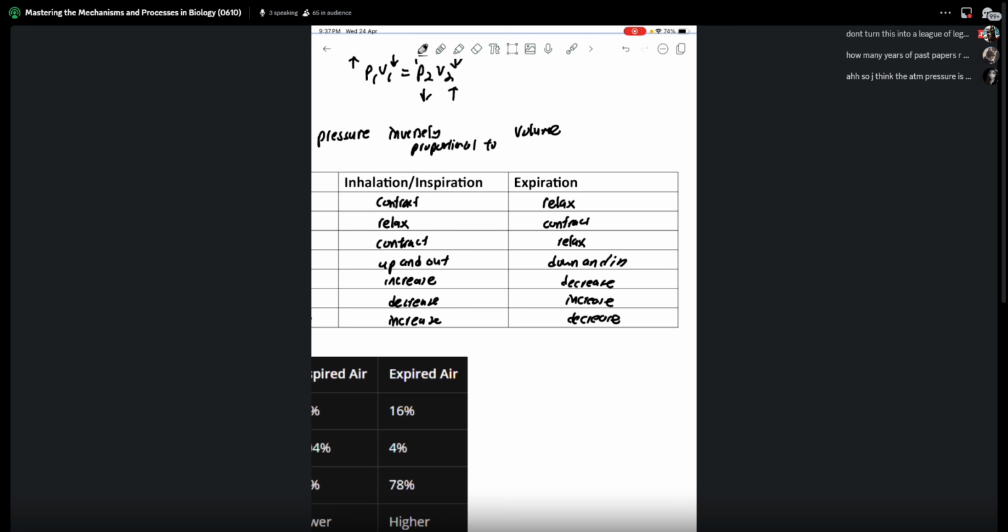So the atmospheric pressure must somehow be lower than the pressure in the lungs. Then only the diffusion can occur, the exhalation can occur, going from higher pressure to lower pressure.